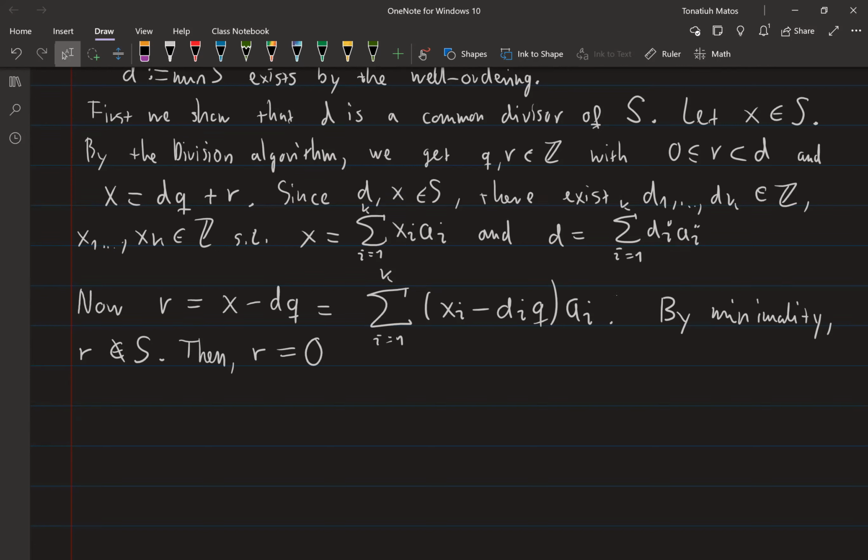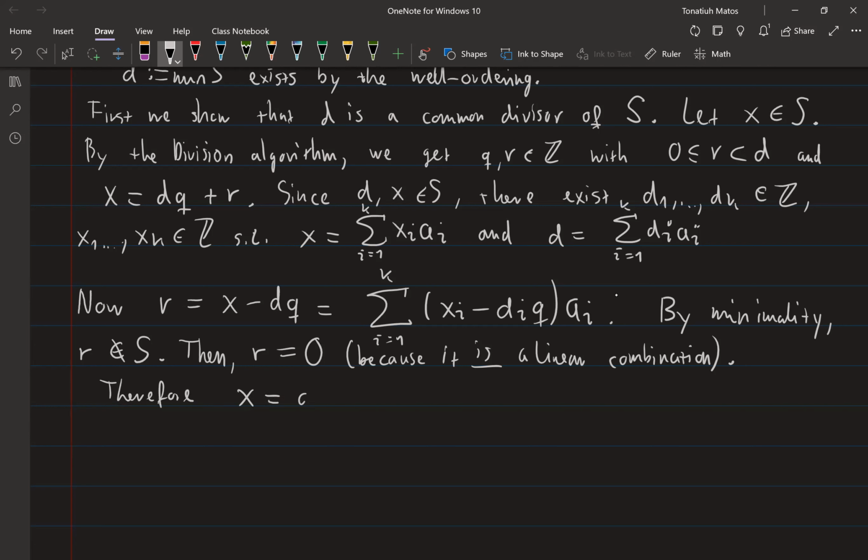Why? Well, because it is a linear combination, right? According to what I just proved. It just cannot be a positive one because it's not in S. But what does it mean for the remainder to be zero? Well, it means that the numbers divide each other, right? So therefore, not each other. I mean, x is divisible by d, right? So this is dq plus r, which is 0. So this is just dq. So d divides x.